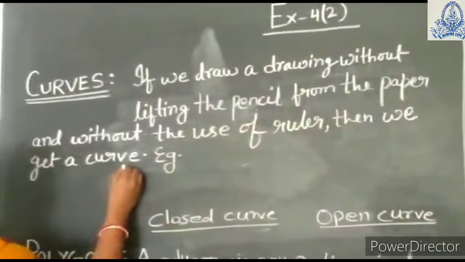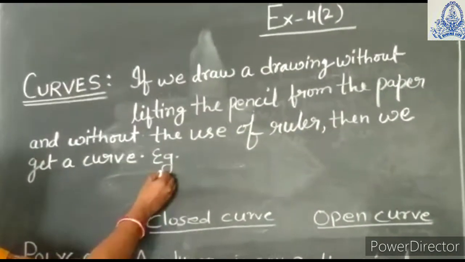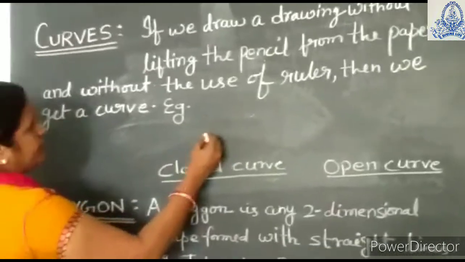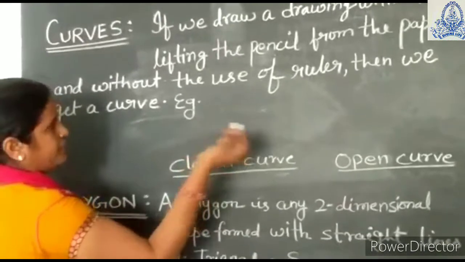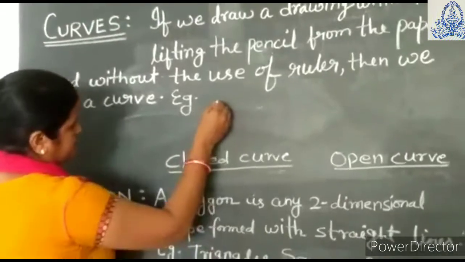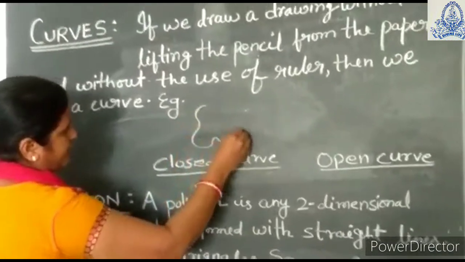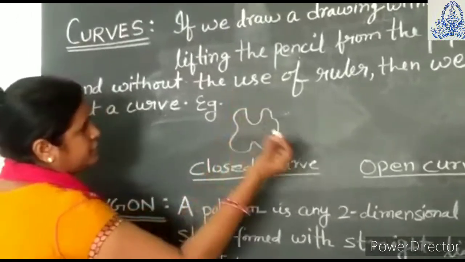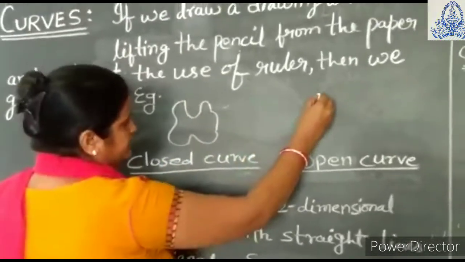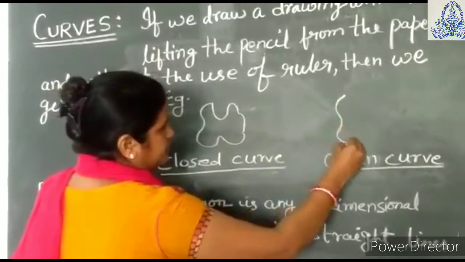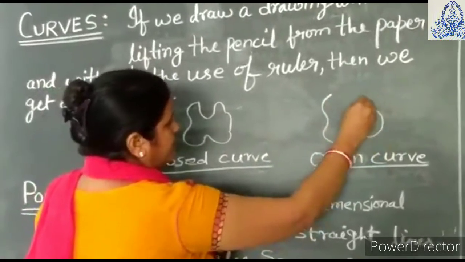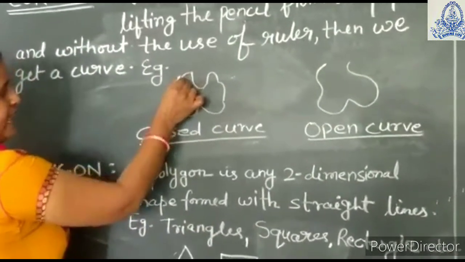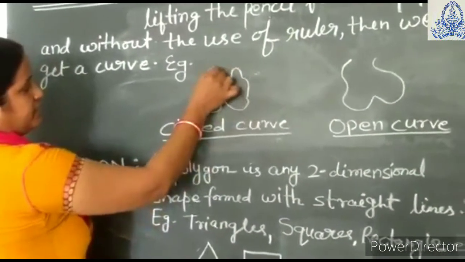Then we get a curve. For example, now see here, we draw a drawing without lifting the pencil or without lifting the chalk. See here, this one is the drawing which is not lifting the chalk, and second one again drawing without lifting the pencil.